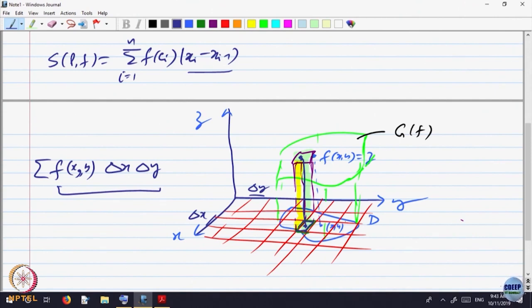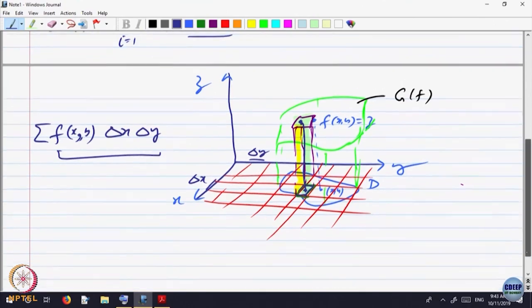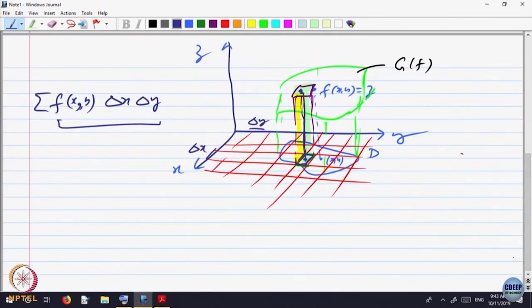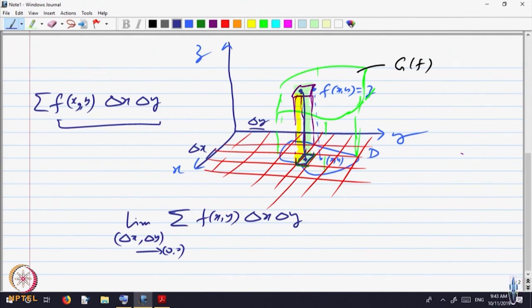That will give you an approximate value for the volume, right? So what should be our definition of the volume? The limit of this summation of f(x, y) delta x delta y, and the limit as (delta x, delta y) goes to (0, 0). The length of the partition should become smaller and smaller. That means the length of the rectangle as well as the width of the rectangle should go to 0.